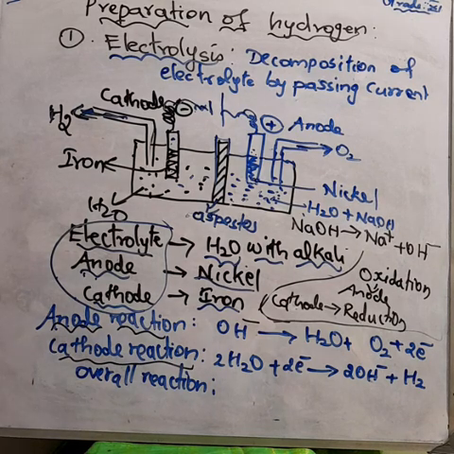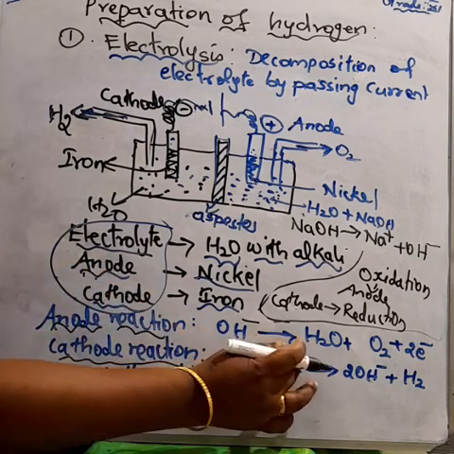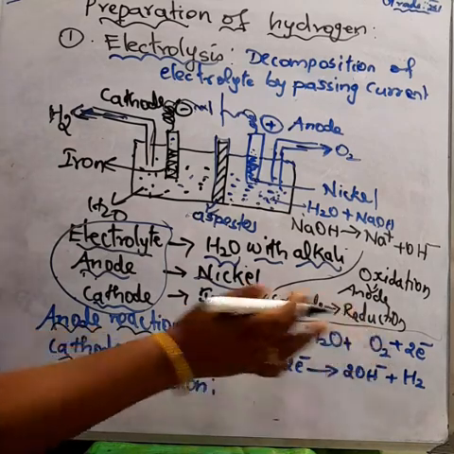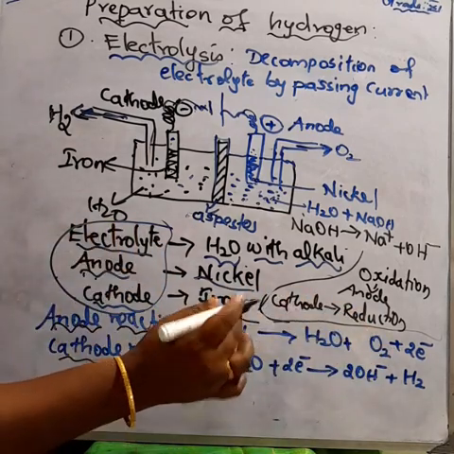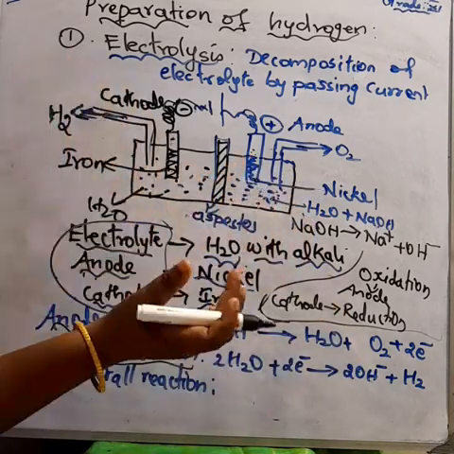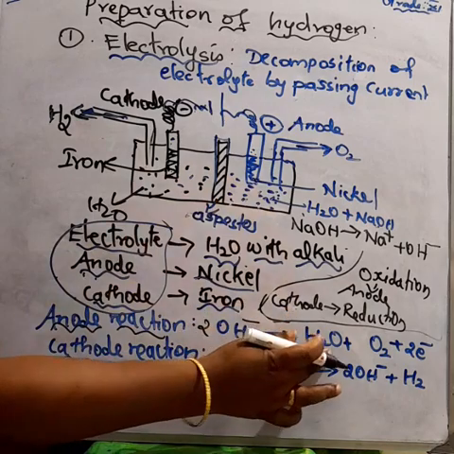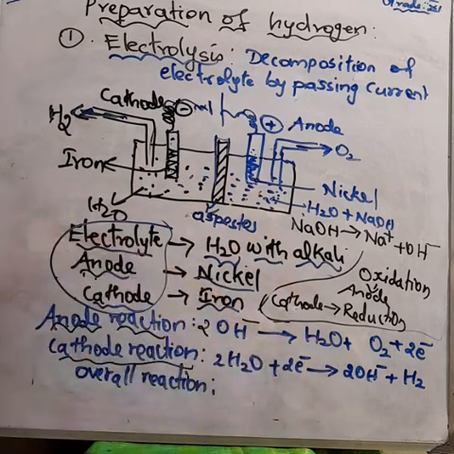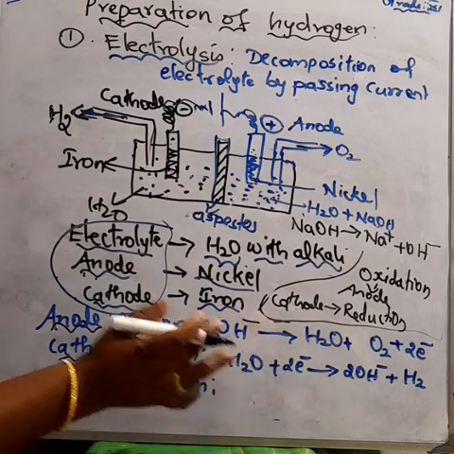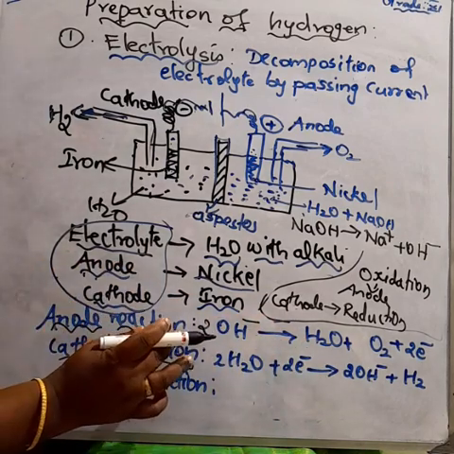Okay, the OH minus ions will form oxygen gas. Two OH minus ions form oxygen gas. Also here we have water, with more hydrogen present in the water molecule. Oxygen gas is evolved at this electrode, at the anode.